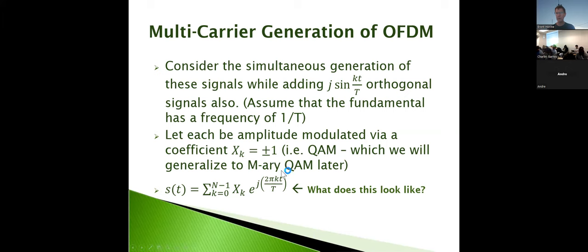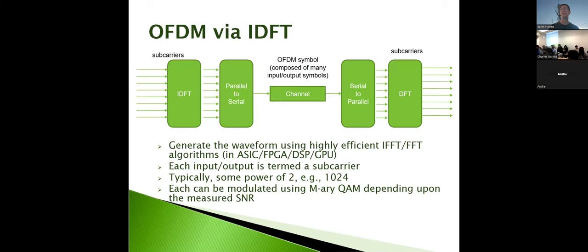What does that remind you of? The summation over some n of some coefficients times e to the j with some frequency and time in it. What does that look like to you? Fourier transform. Exactly. Good answer. So we're going to actually generate this with an inverse discrete Fourier transform.